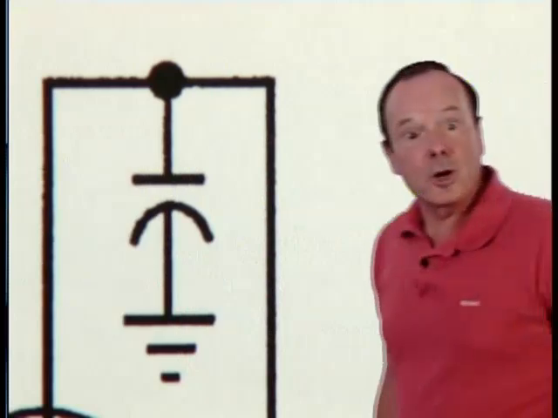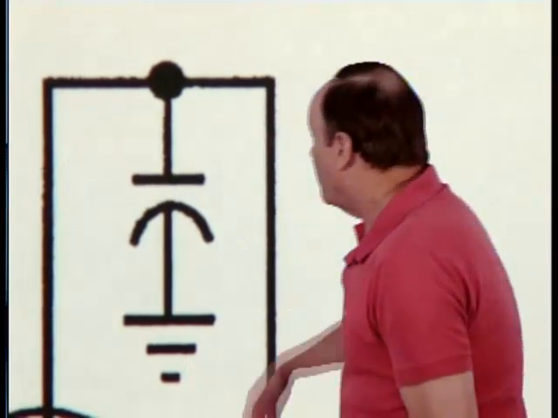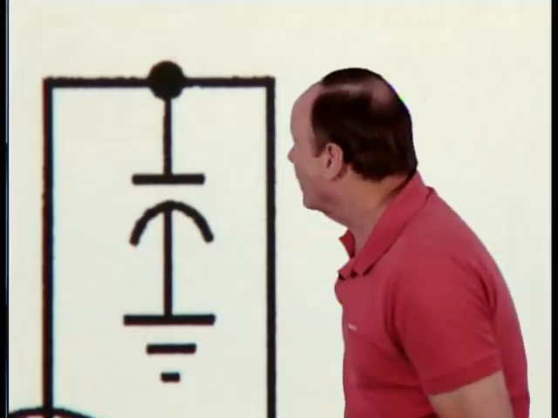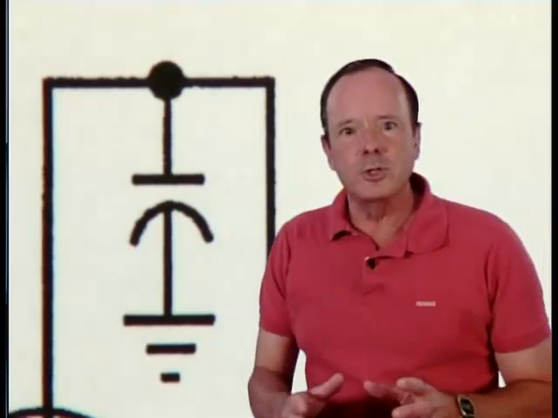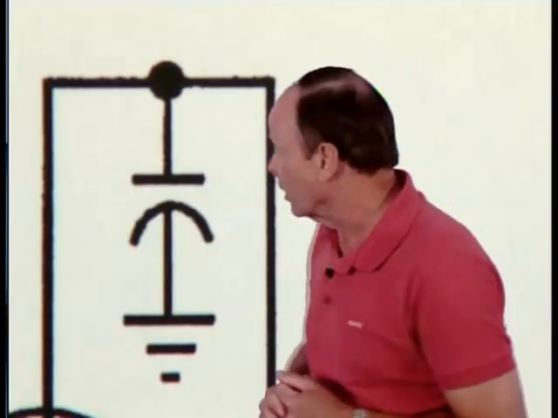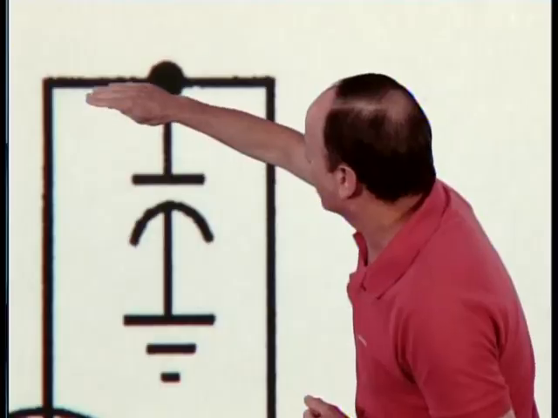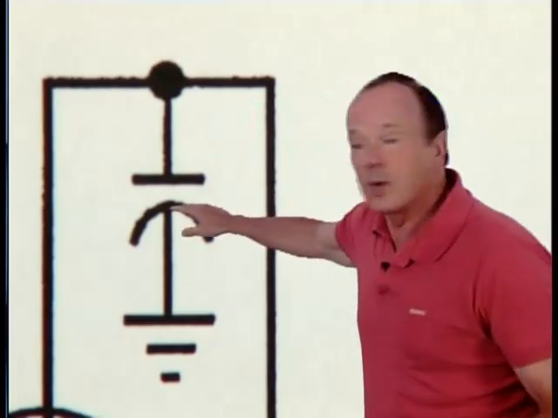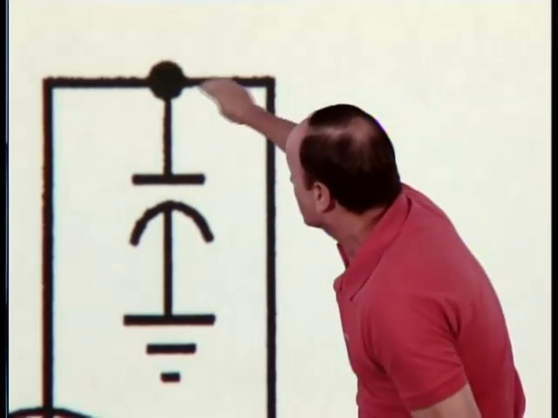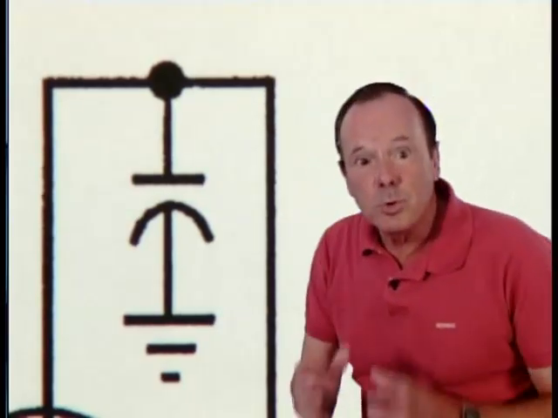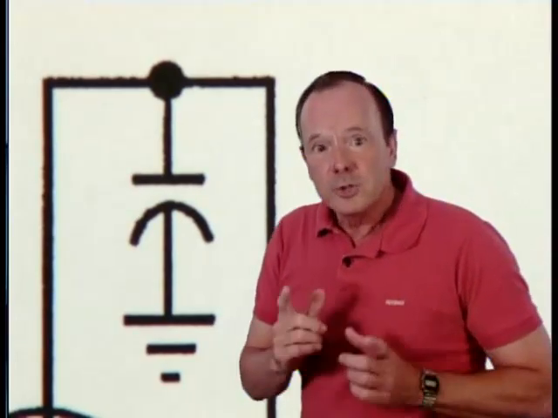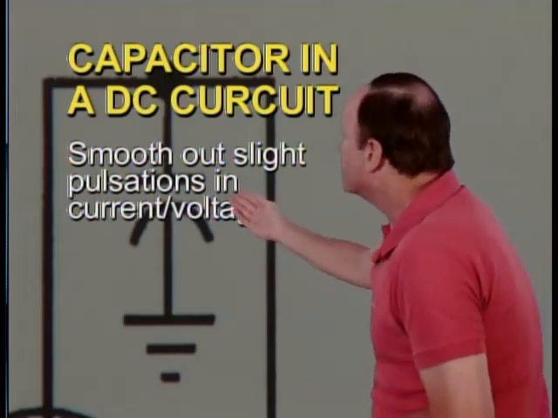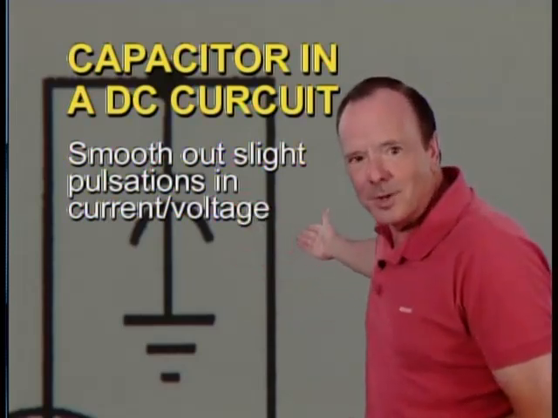Now, sometimes in a circuit, including DC circuits, you'll see capacitors installed like this so they go to ground. Now, why do they do that? Well, they do that to smooth out fluctuations in current and voltage. Let's take a look at how it works. Let's assume you have a current going like this and the voltage increases. That voltage will tend to charge this plate of the capacitor, and then when the voltage decreases, that capacitor will give up that charge, and the net result is that it's smoothed out fluctuations in current and voltage. So sometimes a capacitor in a DC circuit is installed to smooth out slight pulsations in current and voltage.